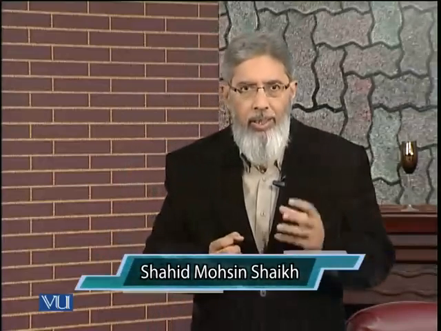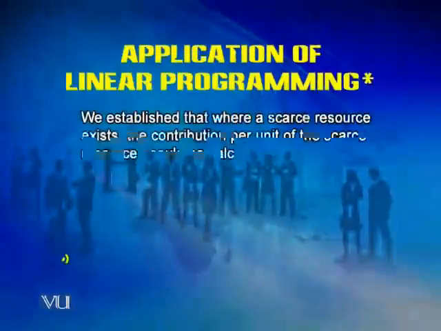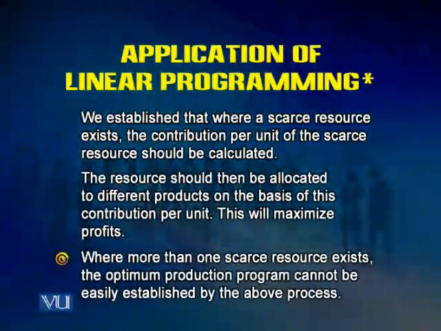Then we said the procedure to adopt is to calculate the contribution per unit of this resource, the material. So the contribution per unit of material is calculated, and whichever product gives the higher contribution per unit of this scarce resource, that product is produced first. It is given priority and preference over the other. Where more than one scarce resource exists, the optimum production program cannot be easily established by the above process.